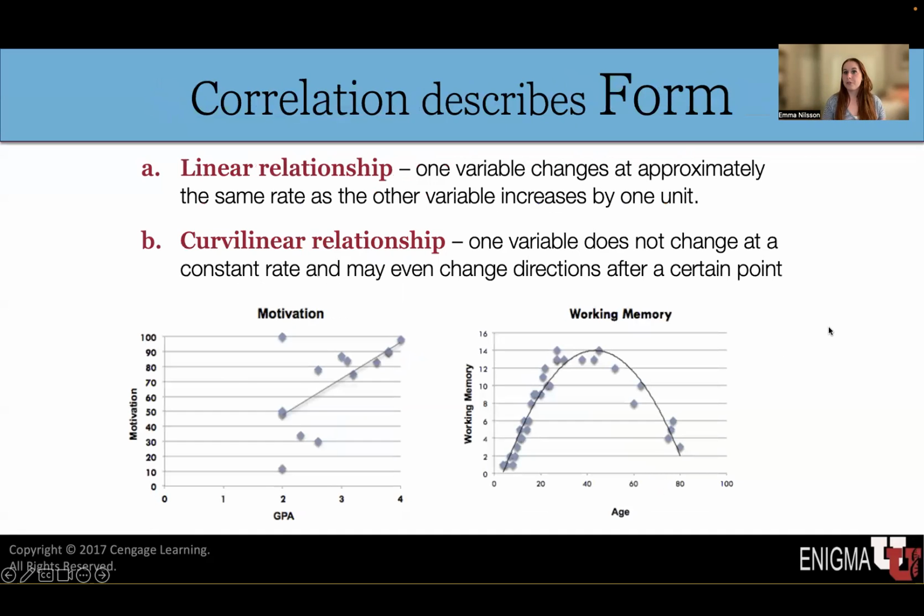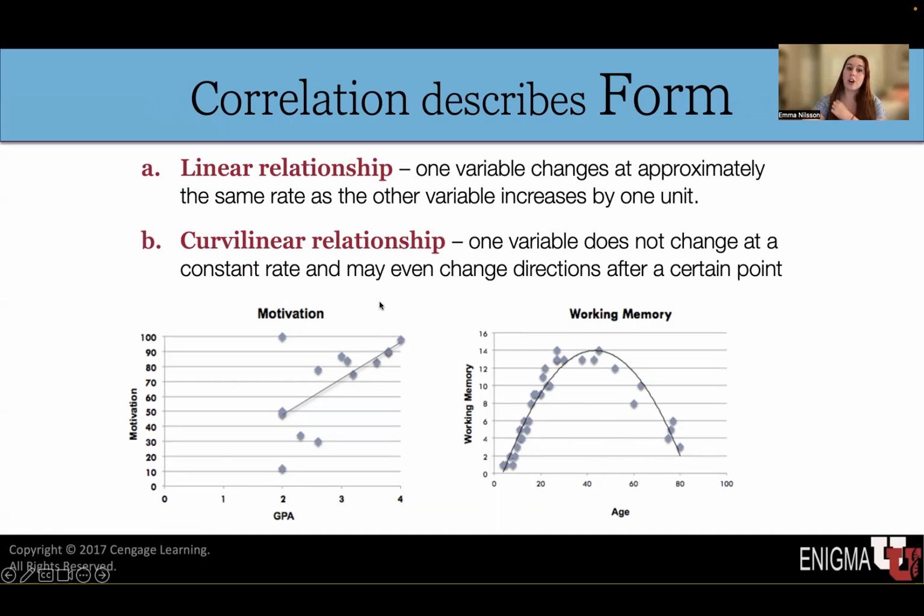Correlation also describes form, and there are lots of different forms that a relationship can take, but they all fall into one of these two categories. One is a linear relationship, where one variable changes by approximately the same rate as the other variable increases by 1 unit. What we can see here is as GPA increases by 1 unit, from 2 to 3 and 3 to 4, the change in motivation is pretty consistent. That gives us that straight, linear line.